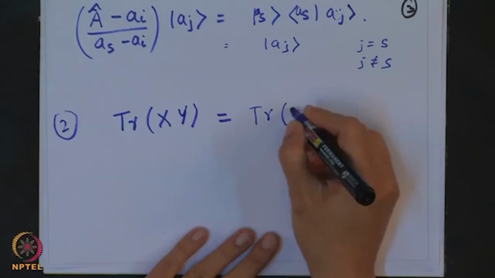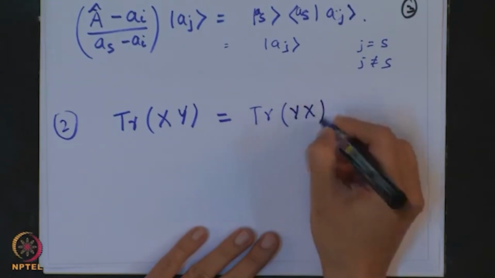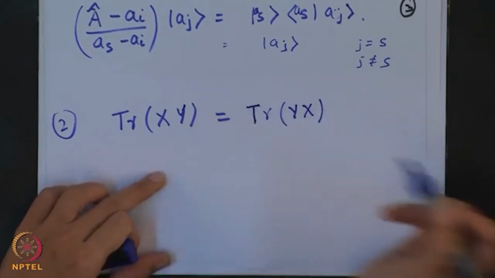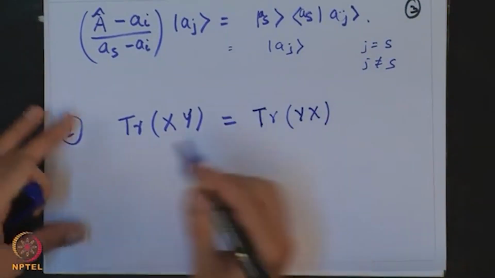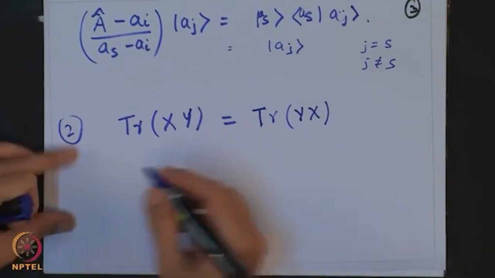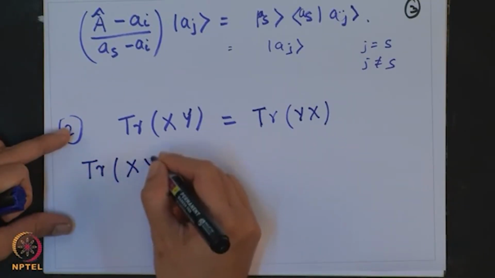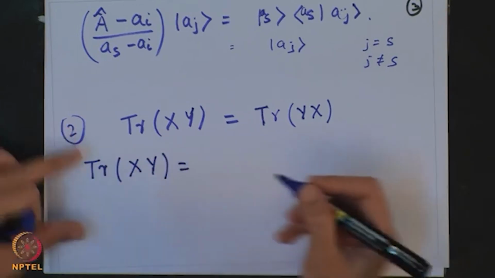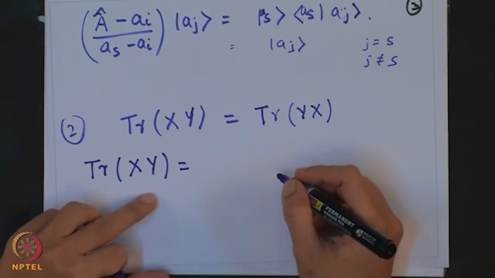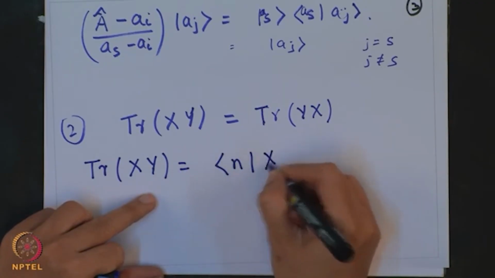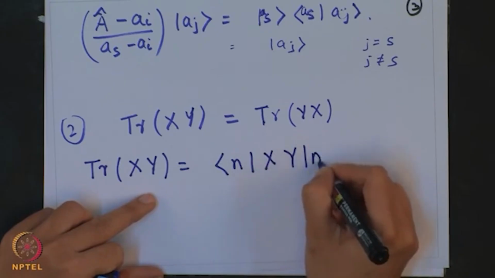Trace of x times y is equal to trace of y times x. This is what we have to prove. So, in this we will use Bra and Ket notation. So, what is trace basically? It is sum of the diagonal elements. So, now this trace in Bra and Ket notation can be written as sum of n, x, y, n.